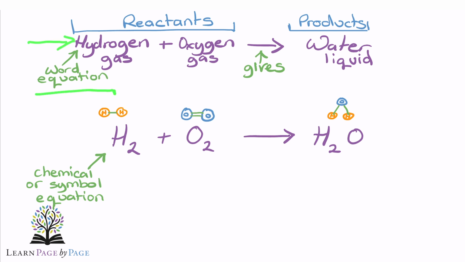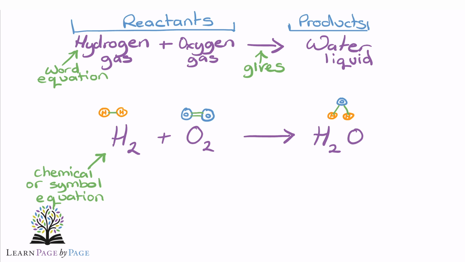You should be able to write a word equation. And this one is hydrogen gas plus oxygen gas. Now the arrow means gives. So that gives the product, which is water, which is liquid water.